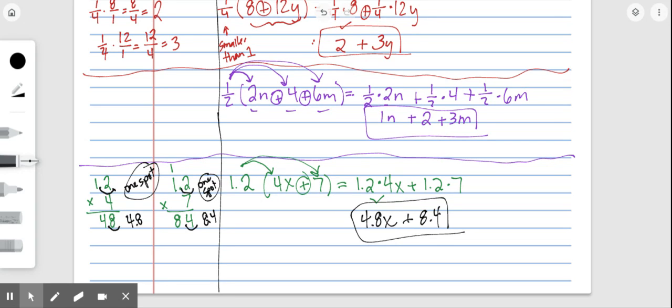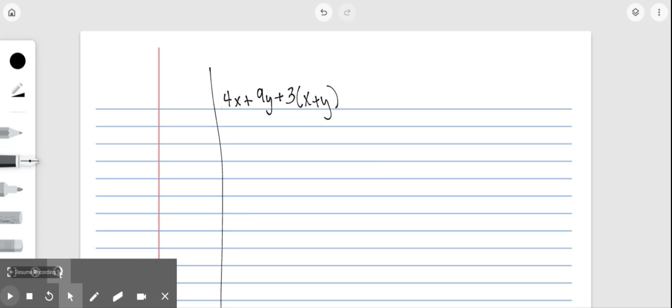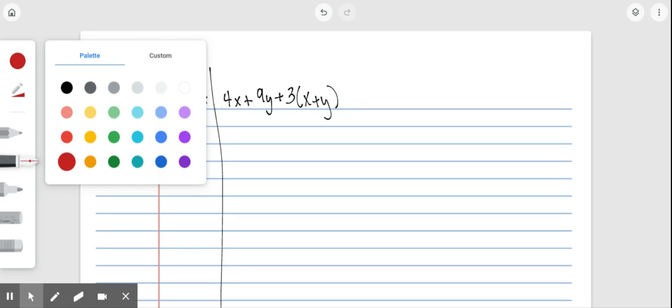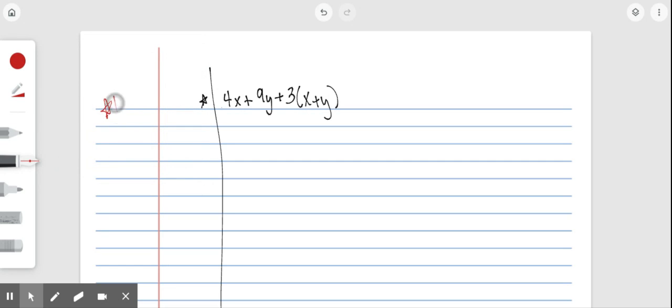All right, now let's do a story problem. Actually, before we get into the story problem, I want to talk about when you have an expression like this one, where not only do you have distributive property, but you also have combining like terms. So when you have a problem like this, you want to distribute first. So I'm going to write that over here. Distribute first.